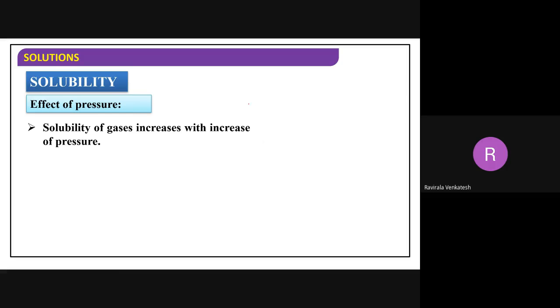When you increase the pressure, the solubility of gas will increase. For example, you take soda water, beta. How do they make soda water? Do they add gas in water in normal condition, or do they add gas in water at high pressure for making the soda water? High pressure, definitely. Without high pressure, you cannot make soda water, right? So at high pressure only, gas will dissolve more. So the best example is soda water actually.